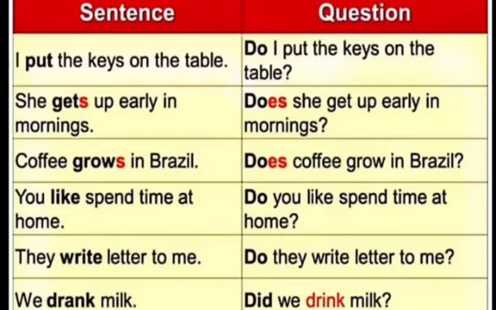Asking a question. So here, the I is what? First person singular. So, do I put the keys on the table? The next one: she gets up early in the morning. How can we ask a question? The she we are using here, no. She means, does she get up early in the morning?